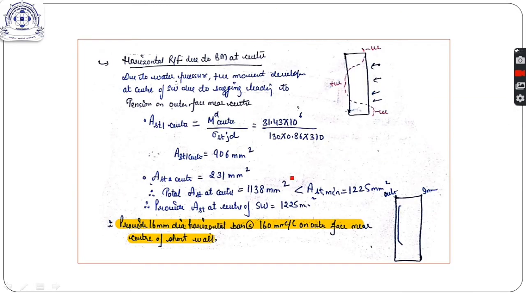Now similarly we will calculate the horizontal reinforcement at center due to the modified design center moment, and due to the AST2, that is the direct tension at center. We combine both these to get the total AST at center, which we are getting as this, and we are providing it on the outer face. So this is the continuous frame action for short walls.